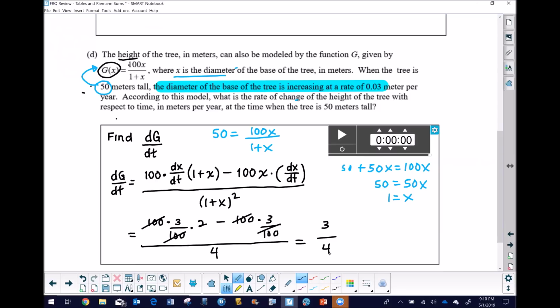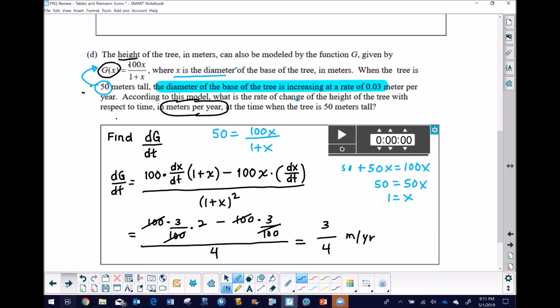I would certainly entertain the thought of putting a label. I'll be honest, it does say the label in the problem. If that's the case, then you're not going to be held responsible for the label in your answer, but why not? There's nothing wrong with that. There's nothing wrong with always double checking the labels of your contextual problems. All right. So we've got 3/4 meters per year.